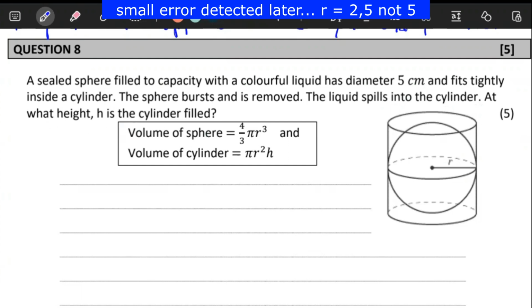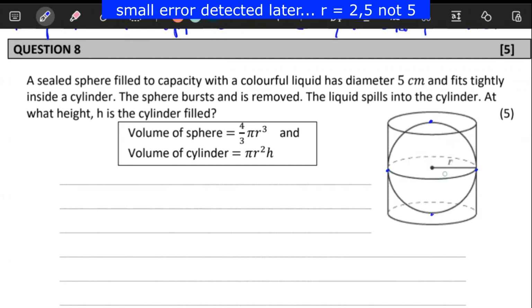Okay, so these kinds of questions, don't overthink it. The idea is the top of the sphere is touching the top of the cylinder, the bottom of the sphere is touching the bottom of the cylinder, and the edge of the sphere is also touching the edge of the cylinder. Now they're saying here there's a sphere, and inside it there's some water. They put this sphere inside this cylinder. Now this cylinder has a certain capacity, the sphere has a certain capacity.